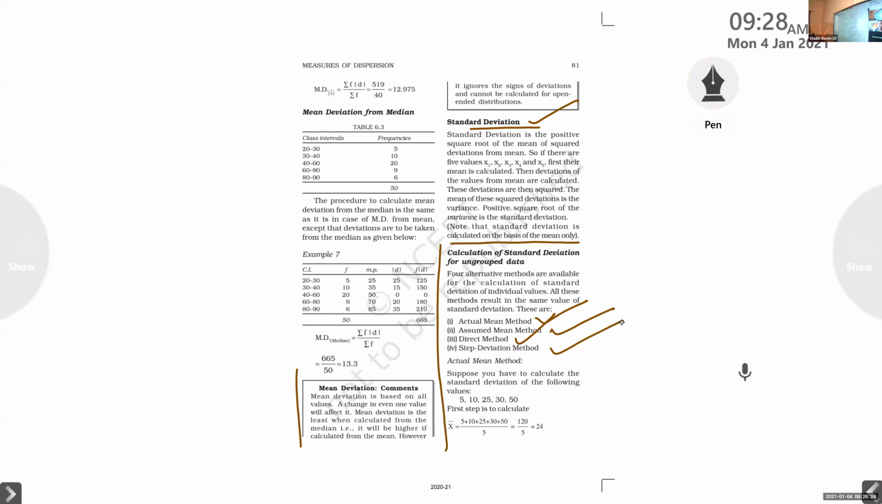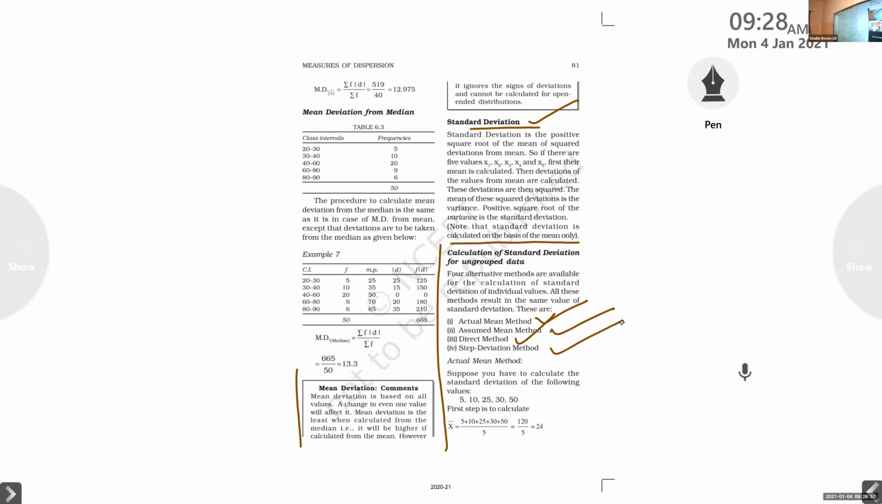Okay, we already studied this in the last chapter, measures of central tendency. We know how to find the mean by the actual mean method, assumed mean method, direct method, and step deviation method. For the next class, observe all these things from the last chapter. First of all, we are going to find the SD, standard deviation, by using the actual mean method.